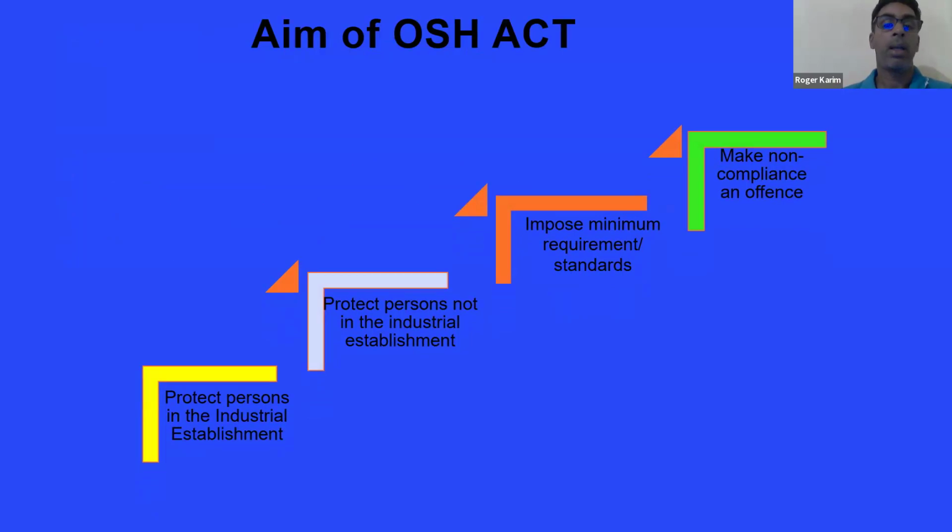Very quickly, aims of the OSHA Act: protect persons in industrial establishment, protect persons not in industrial establishment, and the Act itself imposes minimum requirements or standards. And of course, non-compliance is an offense.